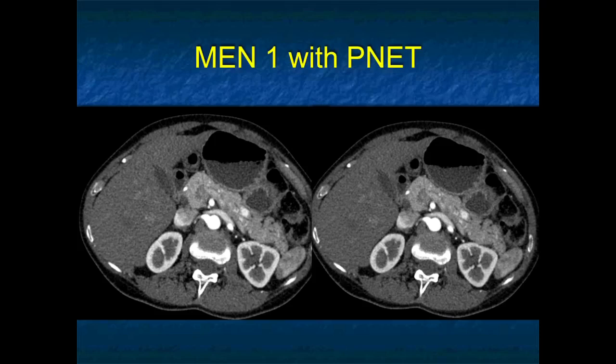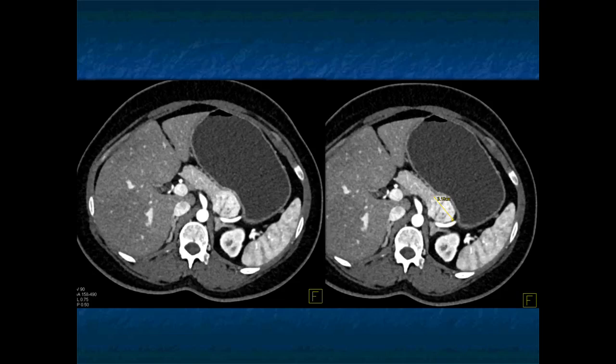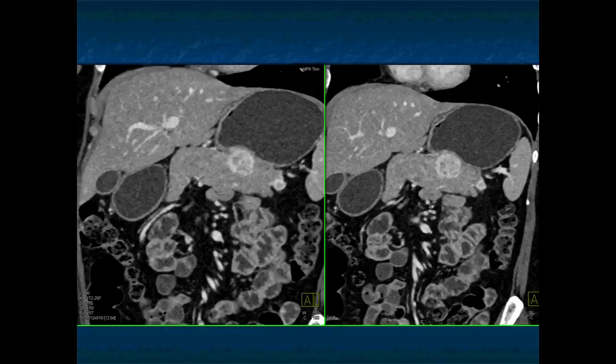And this was MEN1 in a patient with a neuroendocrine tumor. Very nice example. Another case, abdominal pain, vascular lesion, dome of liver, could be hemangioma, could be FNH, could also be metastatic disease from a vascular tumor, like a neuroendocrine tumor. Here you can see the mass, a very nice mass, 3.2 centimeters. Very, very nice example of a very vascular lesion.